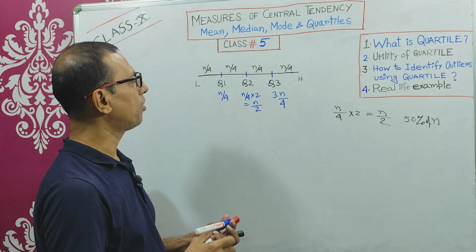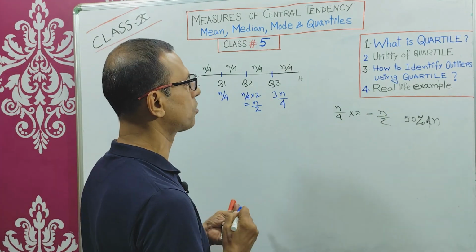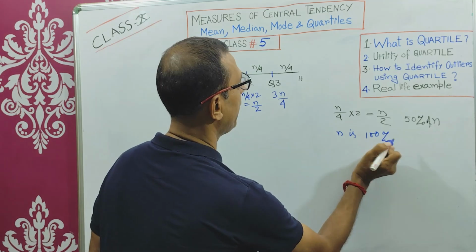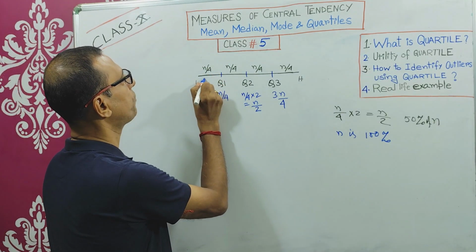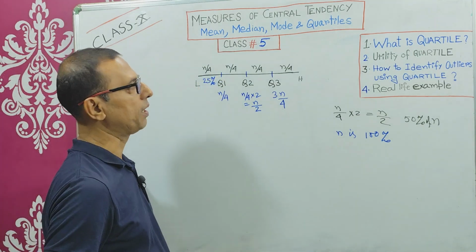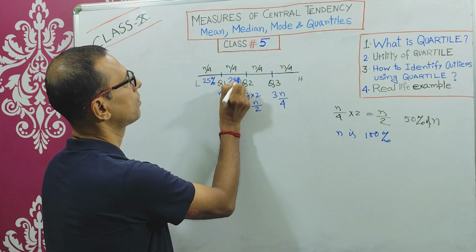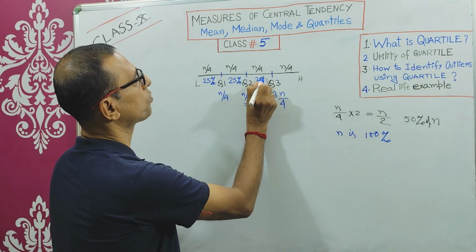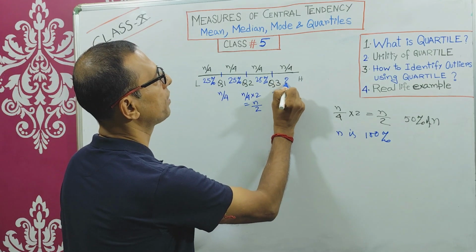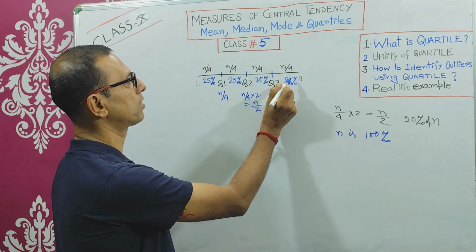So with respect to percentage of data, if we consider the total number of observations n equals 100%, then the first part is 25% of data. Up to Q1 it is 25%, Q1 to Q2 is another 25%, Q2 to Q3 is also 25%, and Q3 to above Q3 is also 25%. So below Q1 is 25%, above Q3 is 25%.